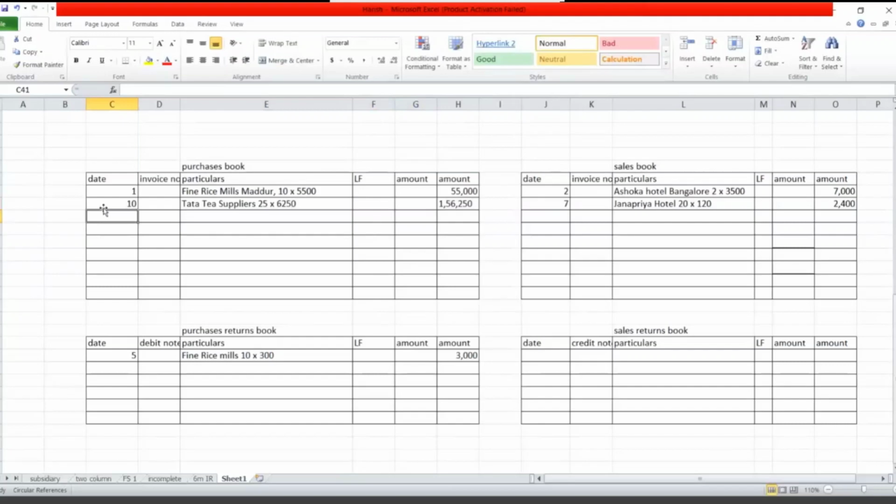What is the next transaction? On 12th, sent a credit note to Janapriya Hotel for short supplies. Short supplies and all will be shown in the sales returns book, right? What was the date? 12th. On whose name? Janapriya Hotel. How much? 2 kgs at 120 each. The amount is 240.